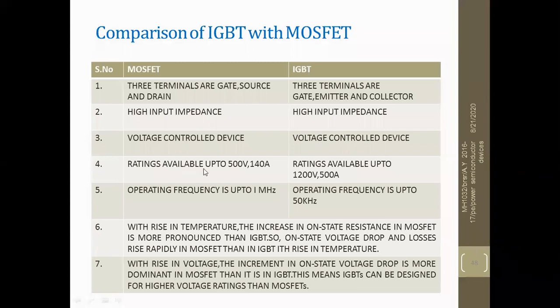Here the MOSFET ratings are available up to 500 volts, 140 amperes, but the IGBT has 1200 volts, 500 amperes, with higher limits of 6400 amperes, 2500 amperes also. The operating frequencies are up to 50 kilohertz. Here are two points with respect to temperature.